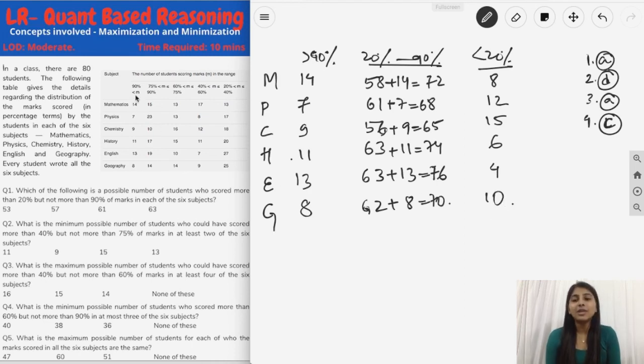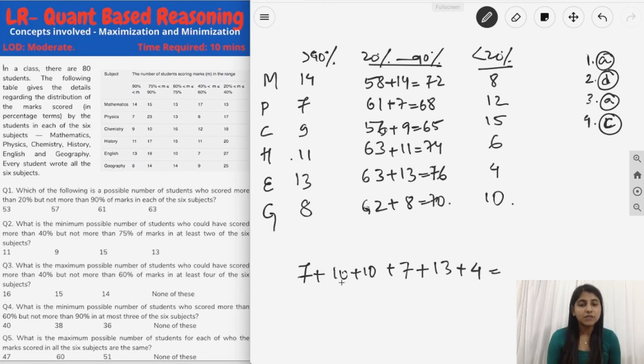Okay, so now let's take the minimum number from each column. First column we have 7, next we have 10, again 10, again 7, 13, and 4 from here. Just add it up. It is 20, 30, 40, 47, 51. So the answer to the 5th question is again option C.